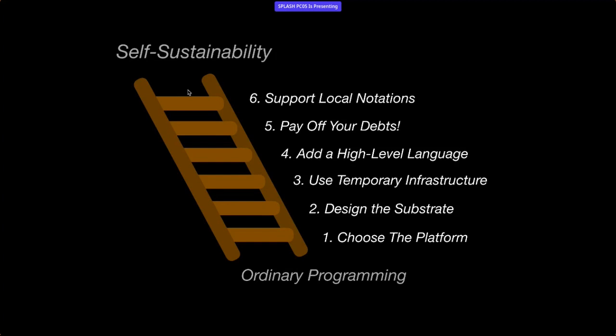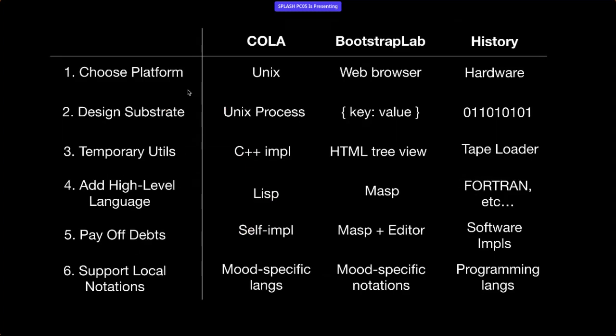And we just rise through the levels of abstraction, similarly to historical computing. We have a low-level assembly language in the substrate. We go through a high-level language later, and all the way up to eventually supporting local notations and getting self-sustainability. I do not have time to go through these steps now, so you should check out the essay if you're interested in the gory details. But I did make this summary slide with examples of what these steps look like for the three examples of Cola, BootstrapLab, and the historical case of computing. I'm afraid I don't have enough time to go through this right now, but I will finish on this slide so that you can look at it during questions.